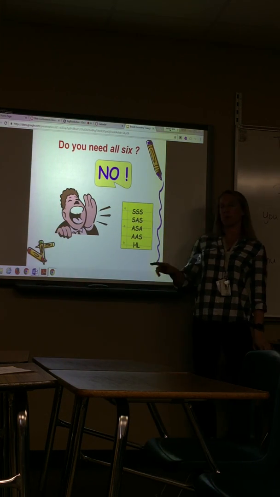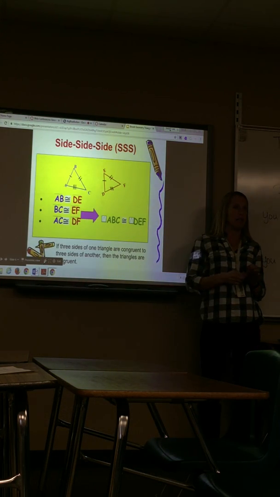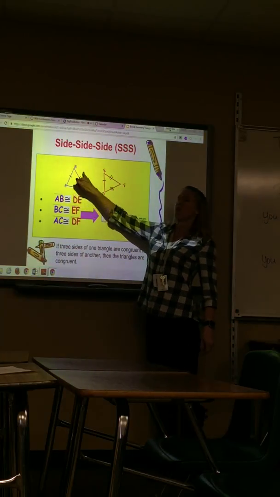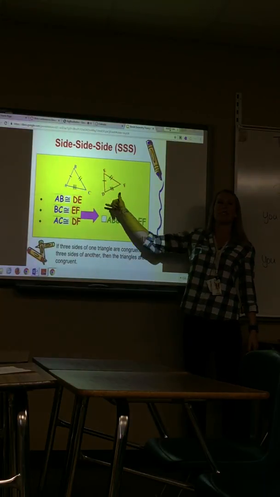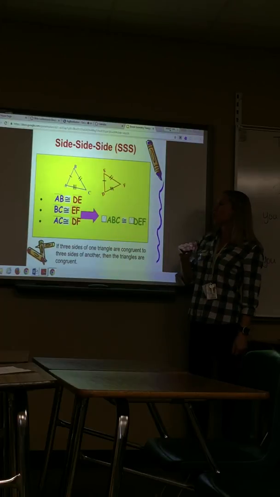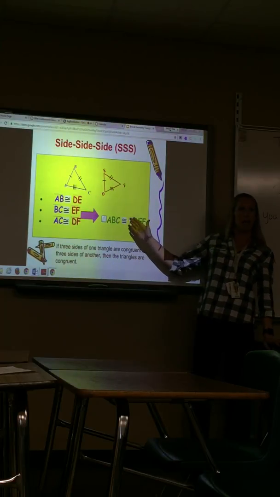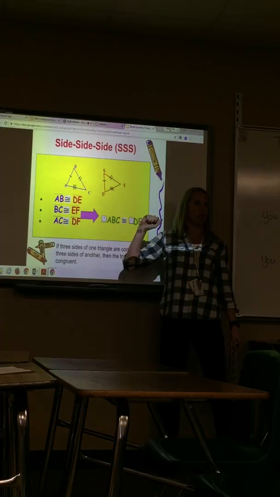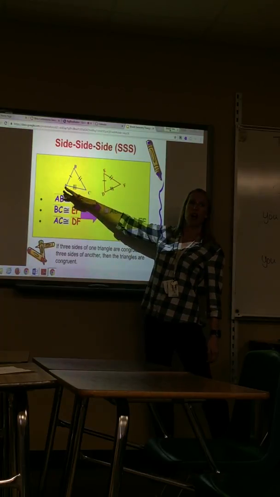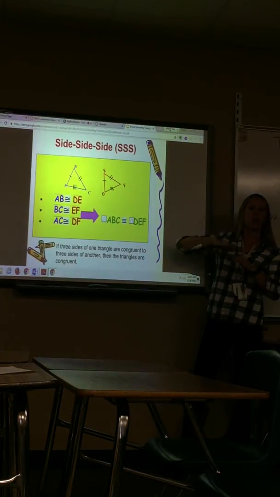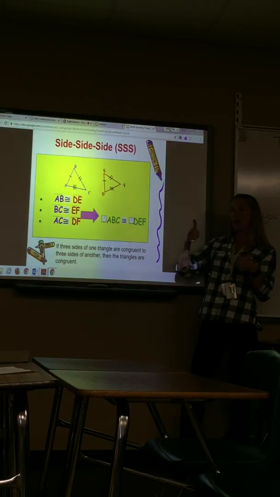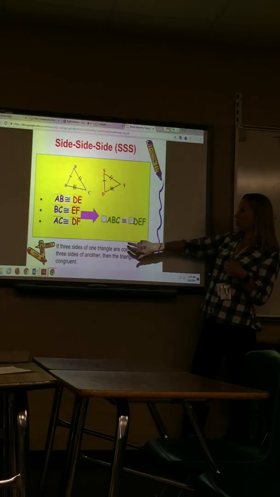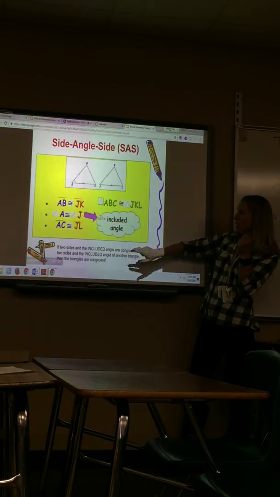One of the ways to prove 2 triangles are congruent is by side, side, side. We abbreviate it SSS. If you know that 3 sides of one triangle are congruent to 3 sides of another, you can say the triangles are congruent by side, side, side. You don't have to know all the angles. So it's 3 things instead of knowing all 6.